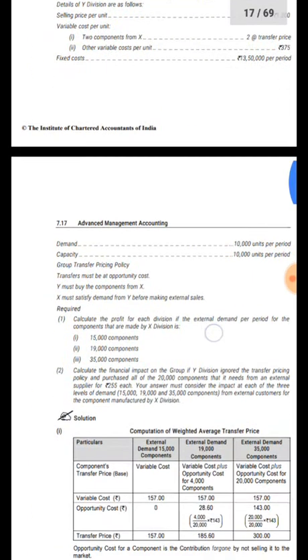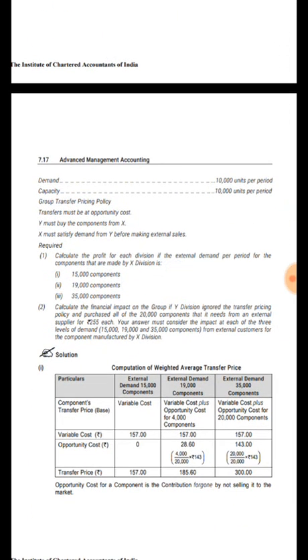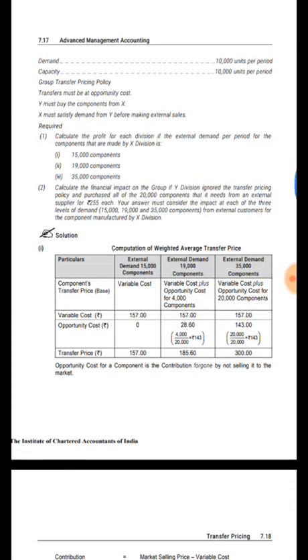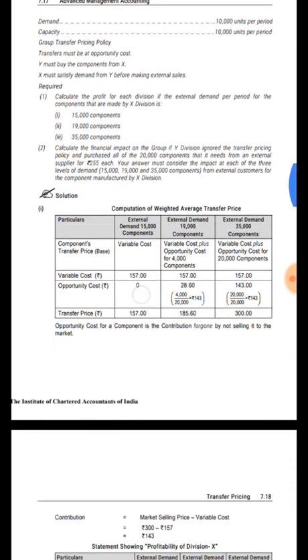That doesn't matter, but here demand from outside is 15,000, so balance spare capacity is 20,000. If they produce, they will not be able to sell that in the outside market. So that 20,000, which they are not able to sell in the outside market, is what they transfer to Y division. So that's why only variable cost, no opportunity cost here.